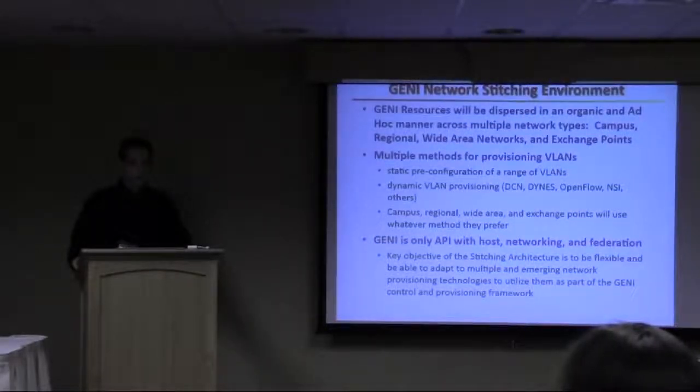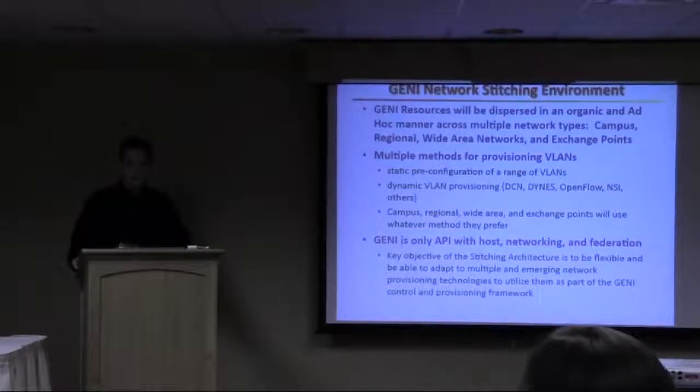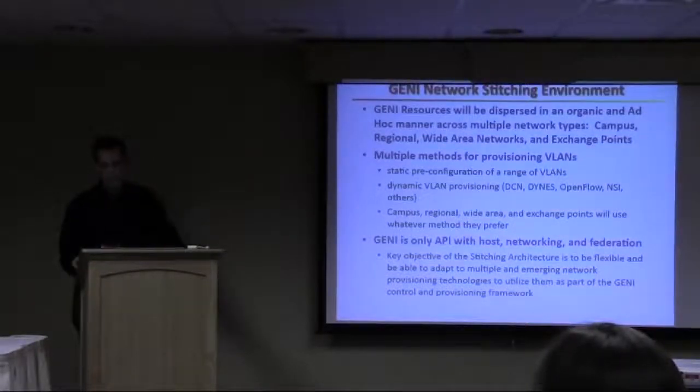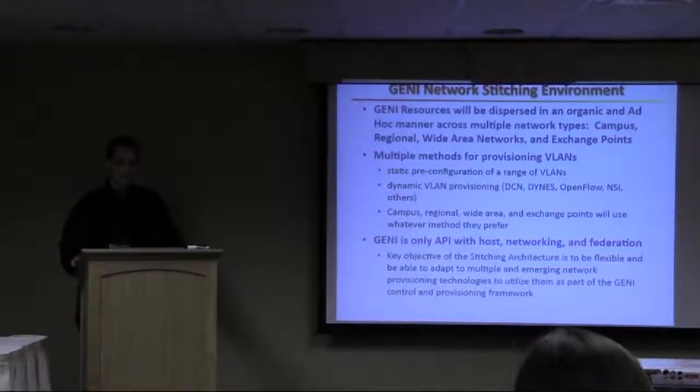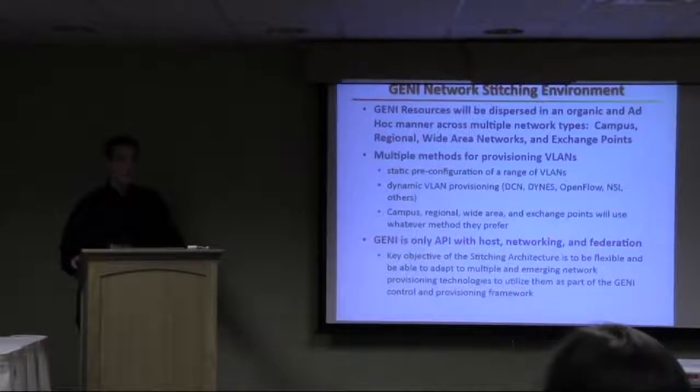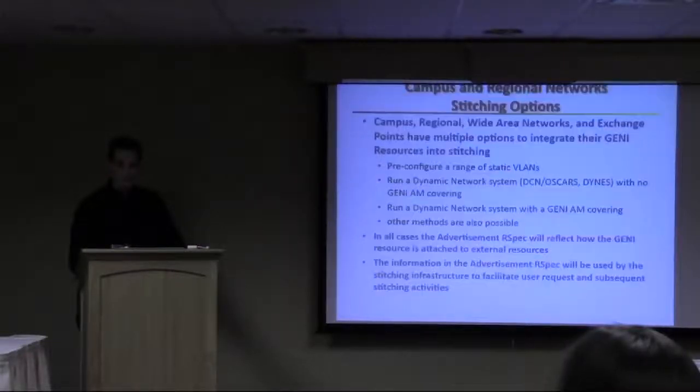They can also be running some type of dynamic VLAN provisioning system, like DCN, which is Oscars-based, or DINES, which is Oscars-based. We expect that we're going to start seeing people deploy OpenFlow or NSI-based solutions in the future. Campus, regional, wide area networks, and exchange points have their choice of which one of these methods they want to use, and they might come up with some methods we haven't thought of yet. We want to make sure that the stitching architecture, expressed through the GENI AM API, can absorb and cover whatever networking technologies might be used now and in the future. So that's been a big focus of the overall architecture.